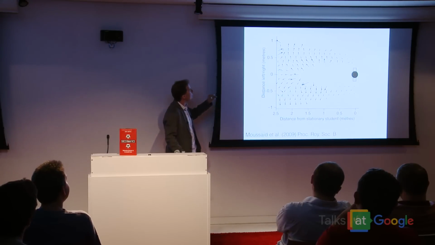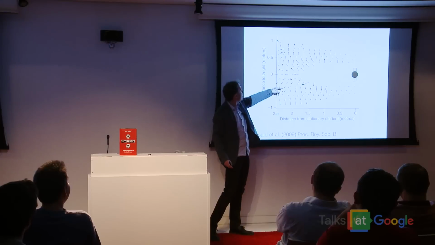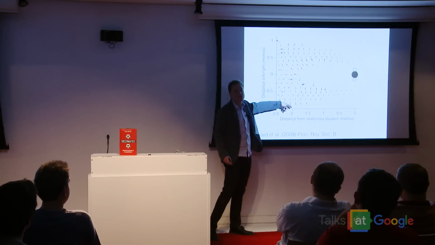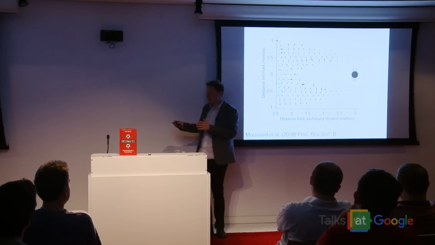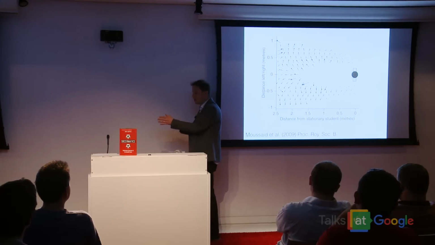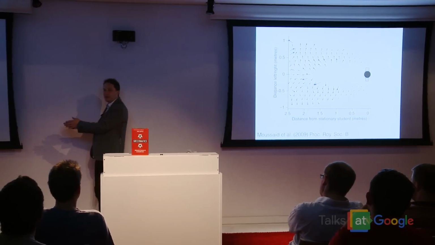And he actually found that there was a small bias, maybe a sort of 60-40 bias, that these arrows are just a bit stronger off to the right. So there's a sort of bigger tendency to go off to the right. And this means when you have two walking students who meet each other, they end up passing each other on the right.